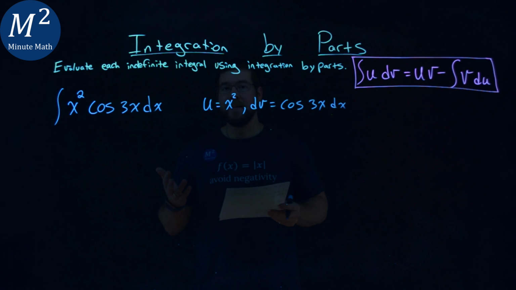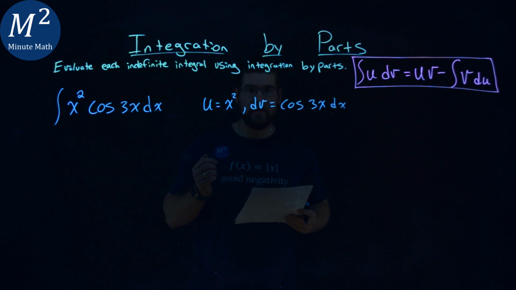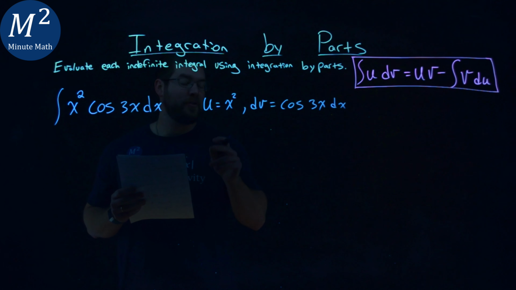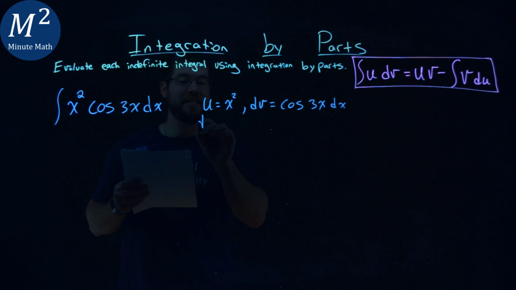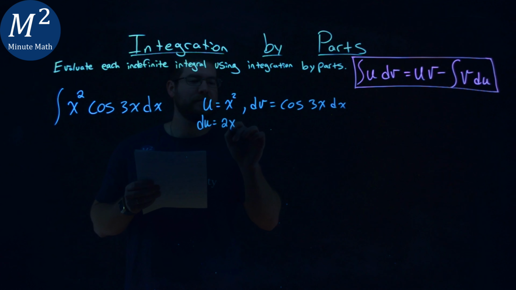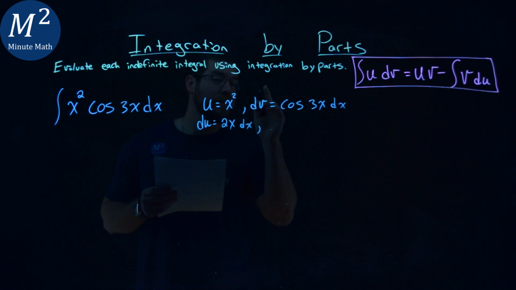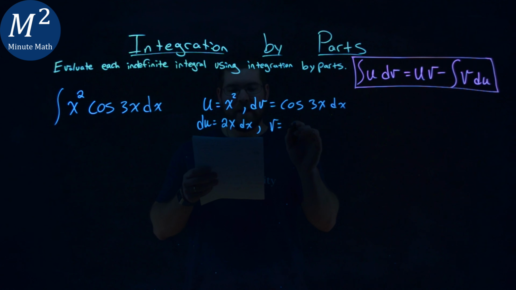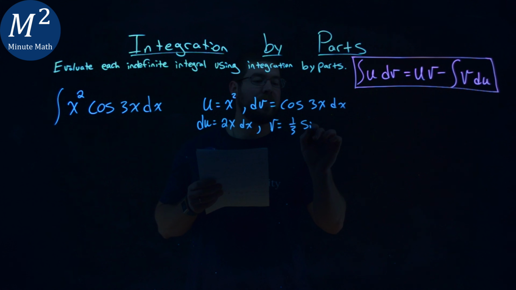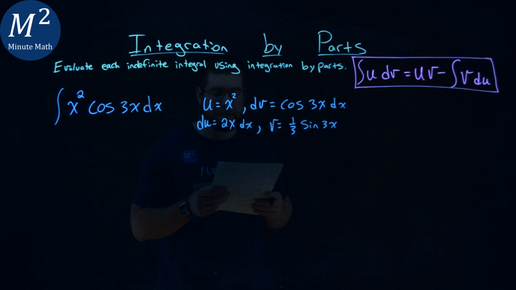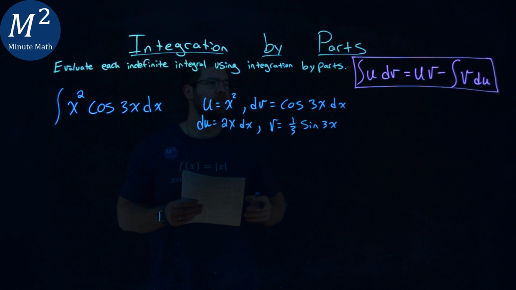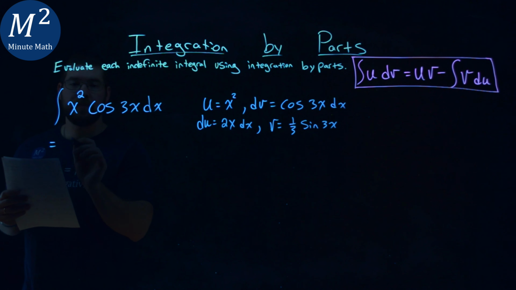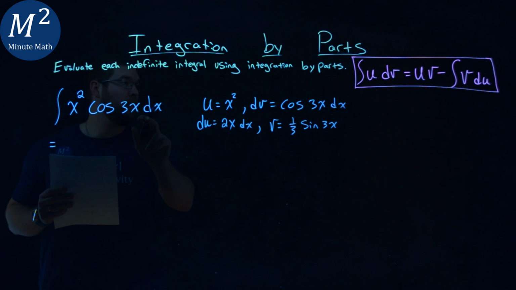So with that, we need to find a du and a v value. The derivative of u, so du is 2x dx. The integral of dv, so the integral of cosine of 3x, is 1/3 sine of 3x. So let's go with this and apply our formula here. We have a u and a dv value written right here.